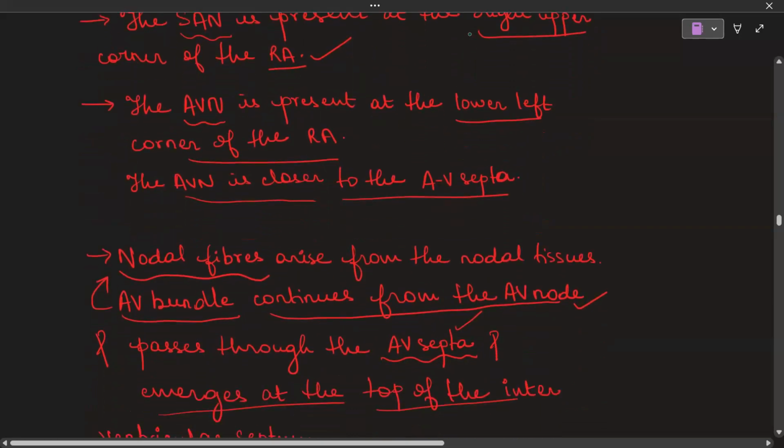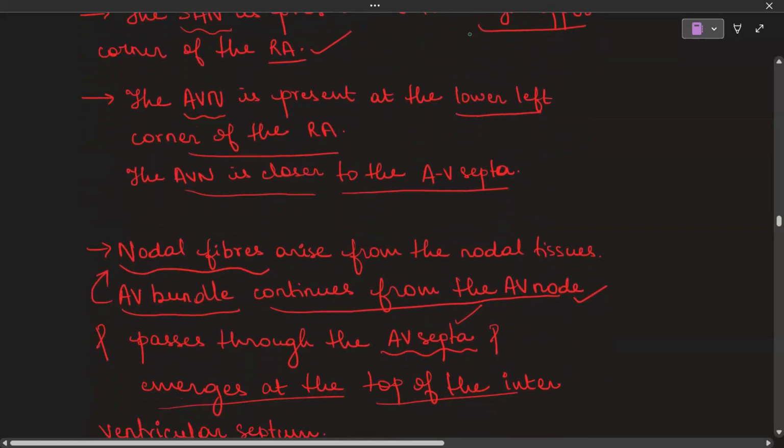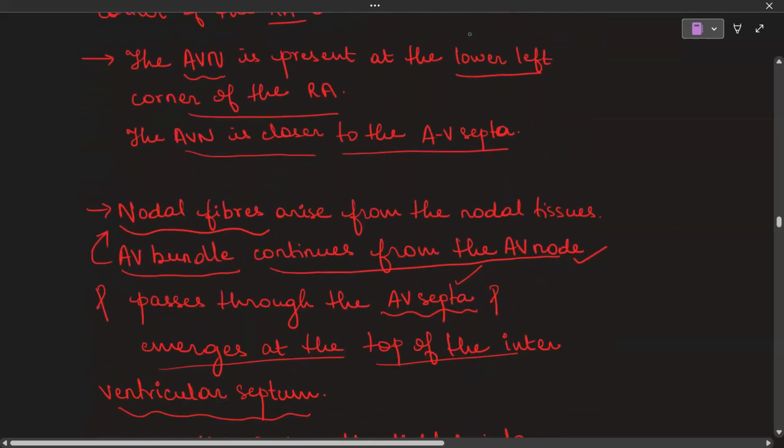Now from these nodes, certain fibers arise. These are the AV bundles. From the AV node, the atrioventricular node, the AV bundle fibers arise, and they pass through the atrioventricular septum and emerge at the top of the interventricular septum.